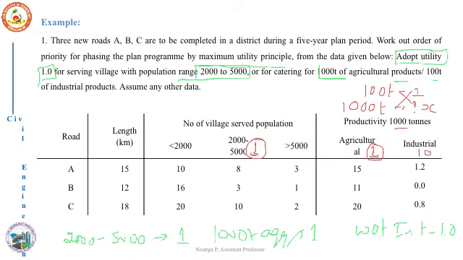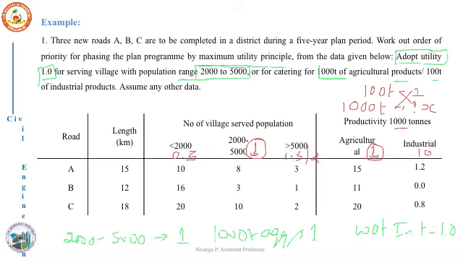Okay. Similarly, when you look into the population, since the utility value is 1 for population serving between 2000 to 5000, you can assume the smallest utility value, let us say 0.5, for villages serving the population less than 2000. Either you can take 1.5 or you can take 2 for the number of villages serving the population exceeding 5000. Now we have all the utility values.